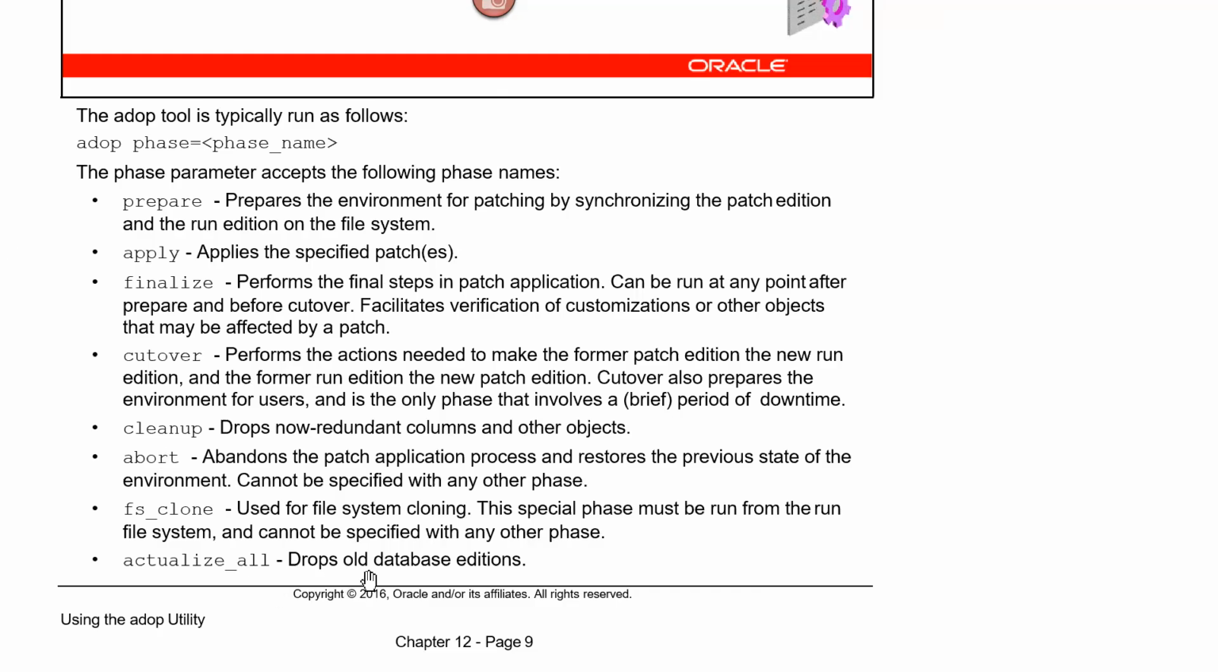Yes, this is correct. Drops old editions, correct. FS clone is used for file system cloning. This special phase must be run from the run file system and cannot be specified with any other phases. Abort abandons the patching cycle and restores the previous state, correct. Cleanup drops non-redundant columns and other objects. Cutover performs the action needed to make the former patch edition the new run edition and the former run edition the new patch edition. This is clear. Finalize is only for compiling the invalid objects. Right, nice.